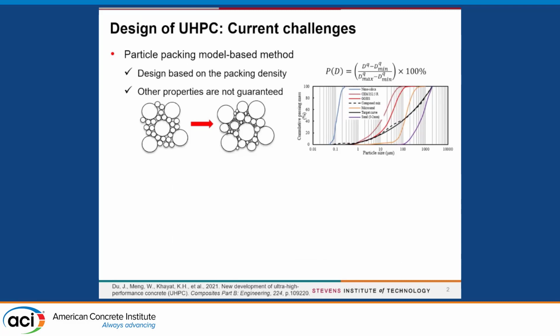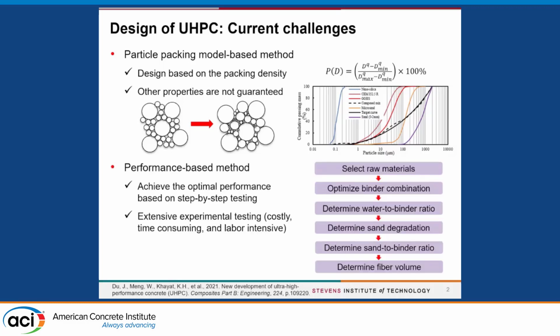For now, there are two methods to design the UHPC. The first is to maximize the particle packing densities of the UHPC based on a model, something like this. But these methods could not guarantee high performance in all the properties, such as the tensile properties or the shrinkage. Because of that, a lot of people also use performance-based methods.